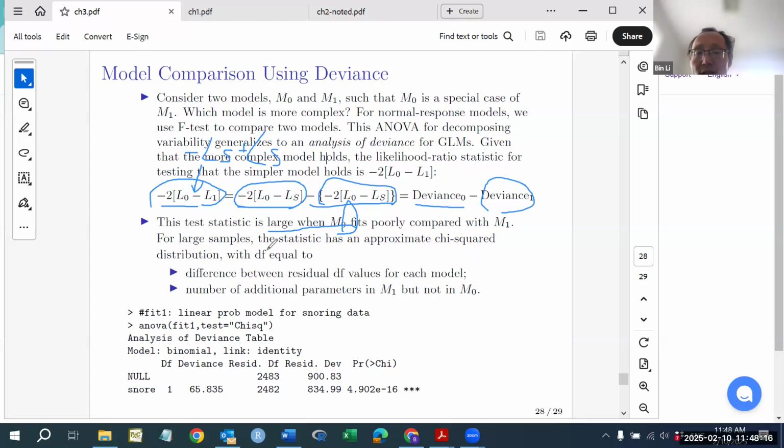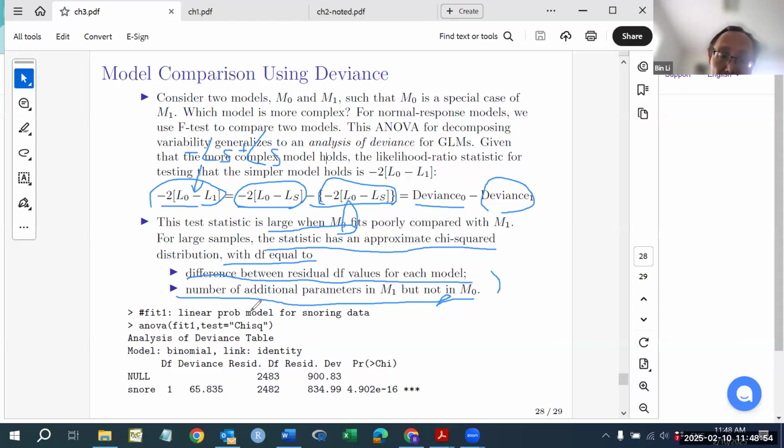Okay, and this likelihood ratio test statistic follows an approximate chi-square distribution with the degrees of freedom equal to the difference between the residual degrees of freedom for each model. Or we can calculate it as the difference in additional parameters in M0 but not in M1, or in M1 but not in M0. And you may ask which one we should use. They're equivalent. It depends on your preference. Either should be equivalent to the other one. If it's different, that means you must have made some mistakes.